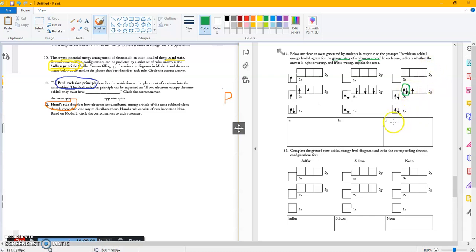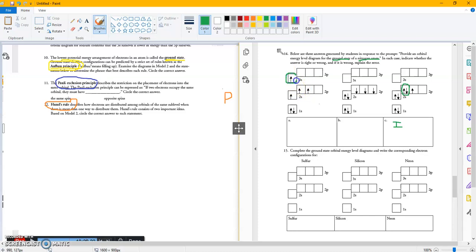So C is incorrect. It says to enter an explanation if it's wrong. I would put that it's incorrect because of Hund's rule. 2 electrons can't be in the same orbital when they can spread out. All right, so the next ones.